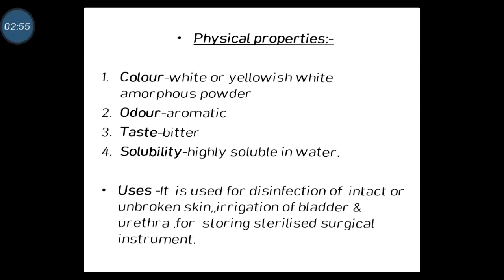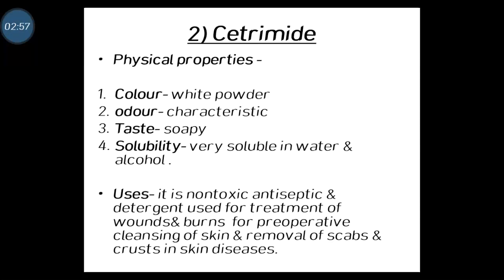Next, cetrimide. So what are the physical properties of cetrimide? Color is white powder, odor is characteristic. Taste is soapy, that is foam-like or soap-like taste. Solubility: very soluble in water and alcohol. Cetrimide is soluble in water and alcohol. It is very soluble, it is completely dissolved.